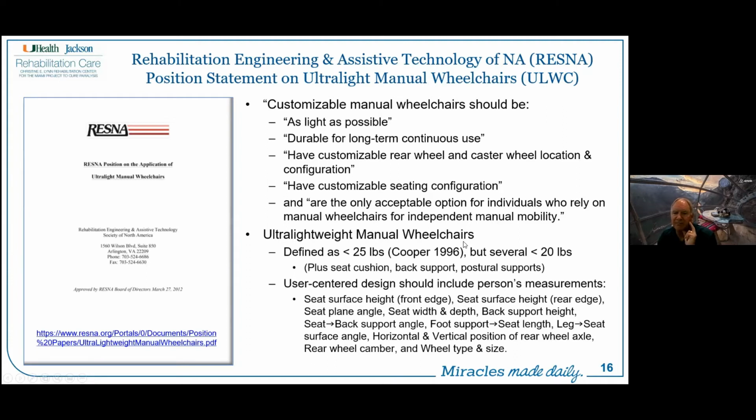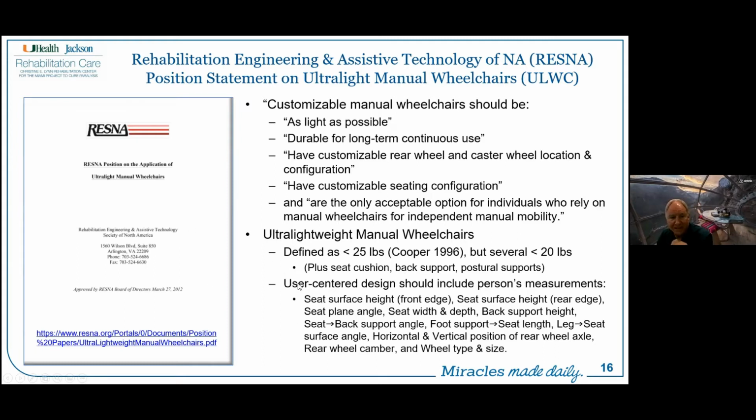So an ultra lightweight manual wheelchair, some folks would say 30 pounds, but Rory Cooper back in 1996 actually wrote the book on this, and defined an ultra lightweight manual wheelchair as less than 25 pounds. There are several on the market that weigh under 20 pounds without the front rigging, and mostly these are titanium or titanium aluminum alloys. Now this weight is without the weight of the seat cushion, back support, and postural supports. So keep that in mind as you're putting it together.